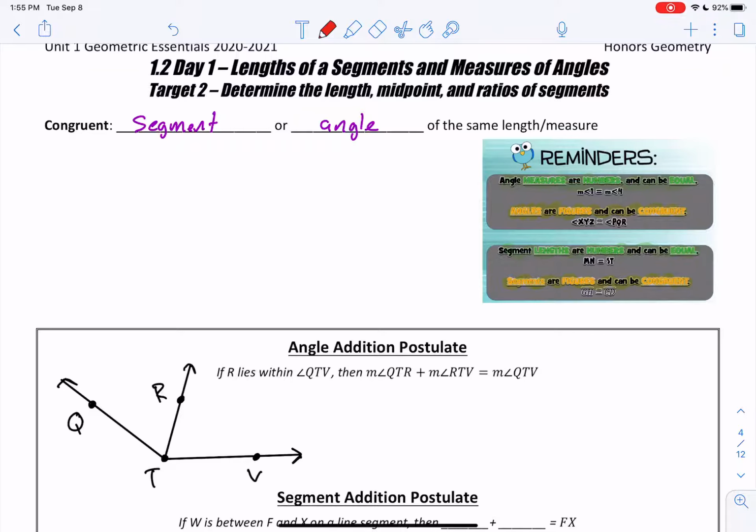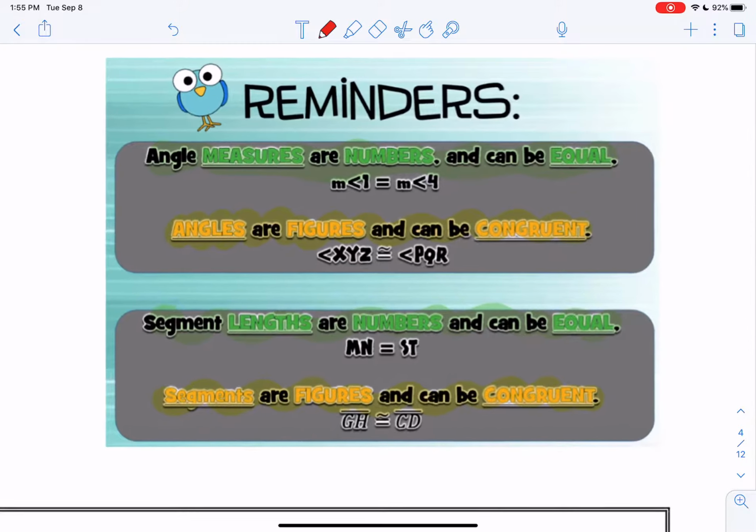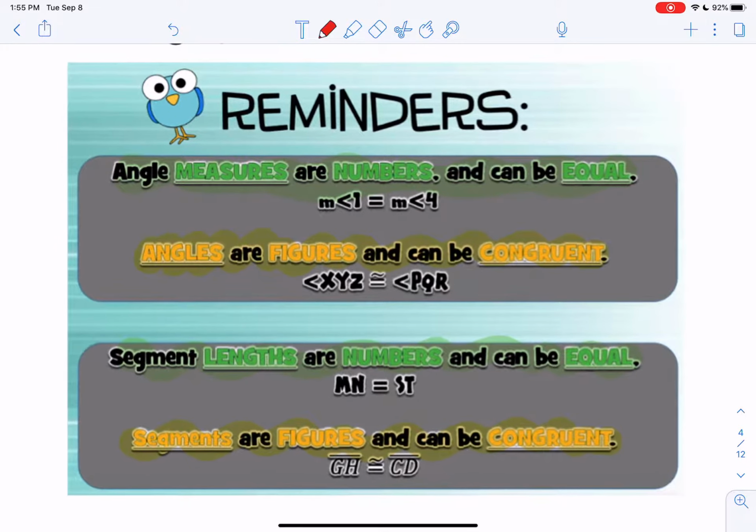All right. Now, while we're talking about angles and measures, just a quick reminder: the symbol for congruent, which we just talked about, is this symbol right here. That's an equal sign with a little squiggly line on top of it. That's my congruent symbol. I say angles themselves are congruent to each other, while I say their measures are equal.